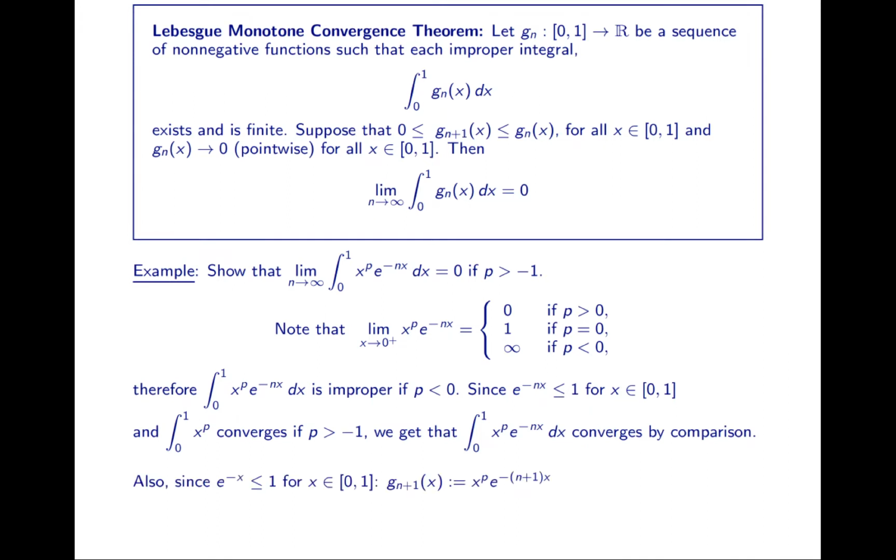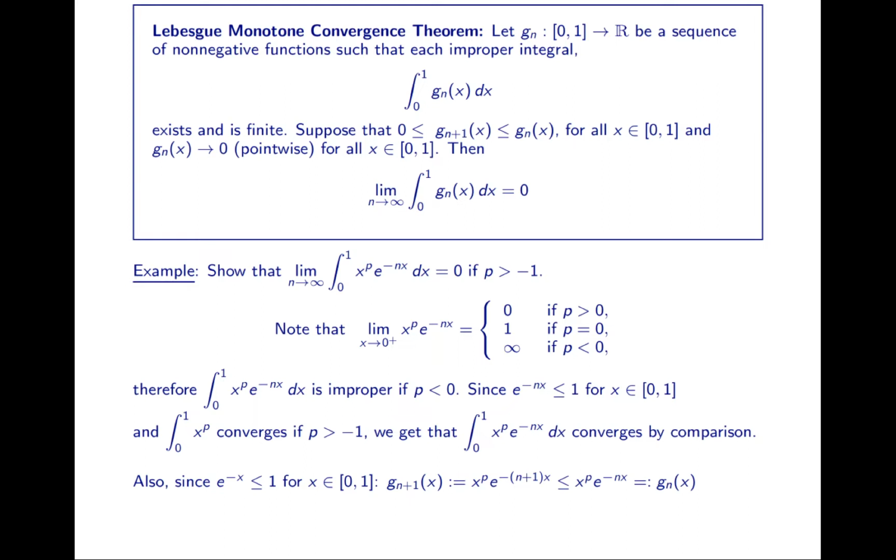Now, e to the negative x, for x between 0 and 1, as we just pointed out, is less than or equal to 1. So then if I say the n plus first function is x to the p times e to the negative n plus 1 times x, that's less than or equal to x to the p times e to the negative nx, because the only difference between the left and the right is the multiplication of e to the negative x. And that's the nth function in my sequence of decreasing functions.